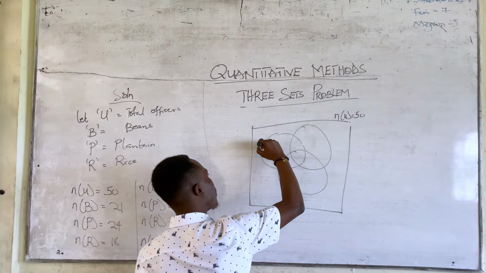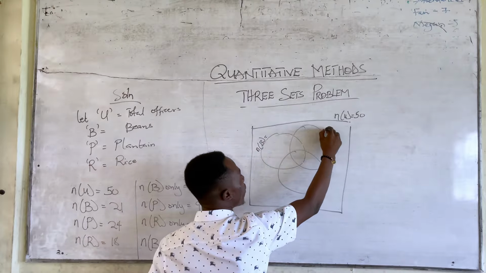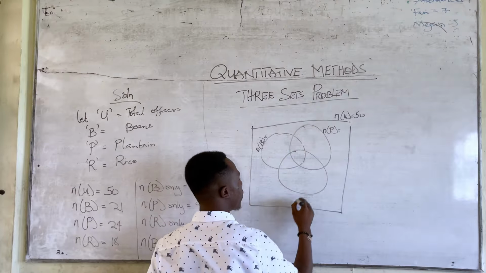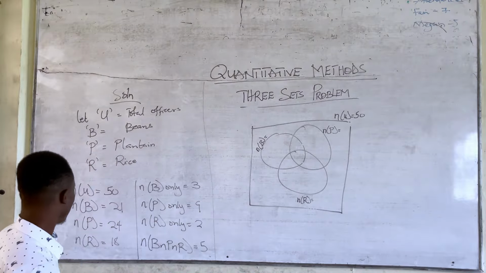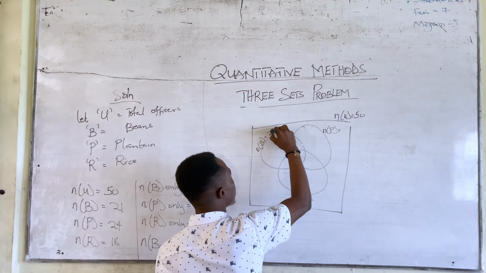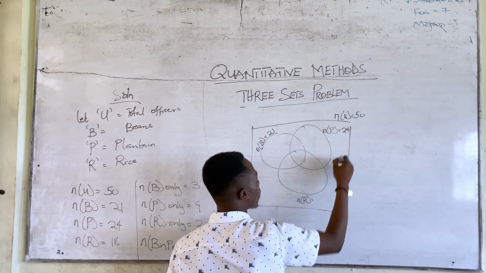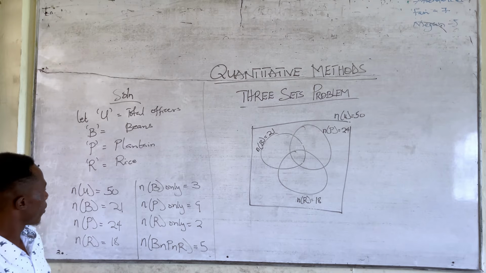And here we say number of B, that is the beans. We have number of P, plantain. We have number of R, that is for rice. Okay, so we have 21, 24, 18. So 21, 24, and 18. Okay, we are done with this part.